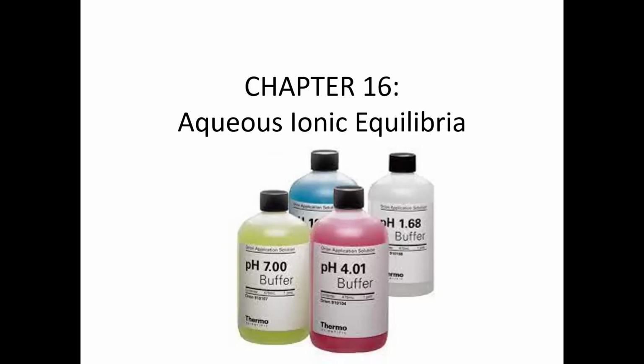Welcome to chapter 16, where we talk about additional aqueous ionic equilibria. This is really just a continuation of chapter 15, but focusing not just on dissociation of acids with water or dissociations of bases with water, but what happens when we have an acid and its conjugate base, or a base with its conjugate acid. And in this case, really talking about buffers.